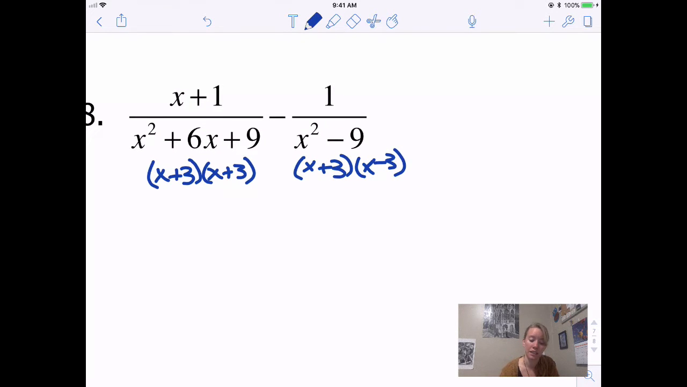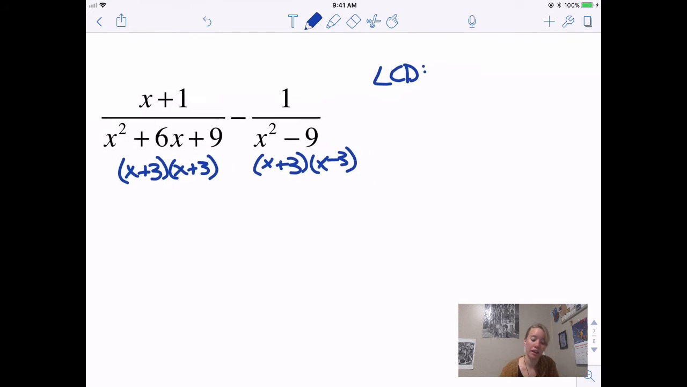Okay, take your LCD. Again, I usually say that the LCD starts with the first denominator, so x plus 3 times itself. And then for the second one, I check, have I already covered all of my factors? So x plus 3 is already covered. x minus 3 is not, so I have to include that in my LCD as well.